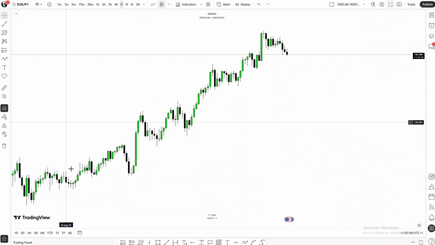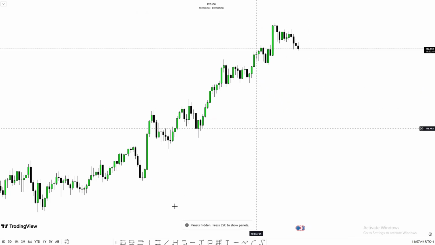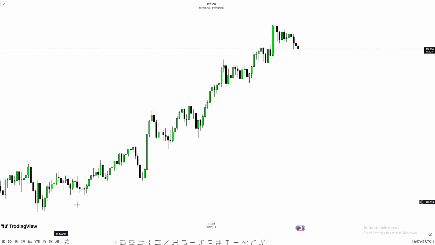Right. So the first thing we want to do is to go to our higher time frame, which is the daily time frame. And what are we looking for? We are trying to determine the directional bias. We want to determine, is it going to make sense to be taking bullish setups or bearish setups? That's what directional bias gives you.